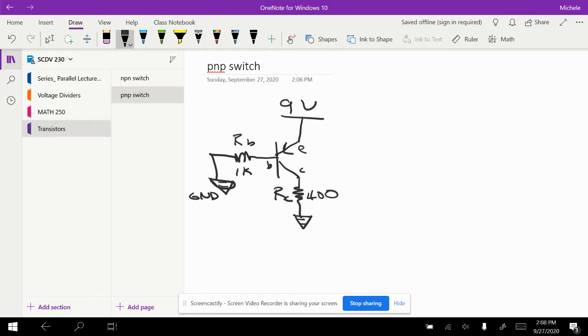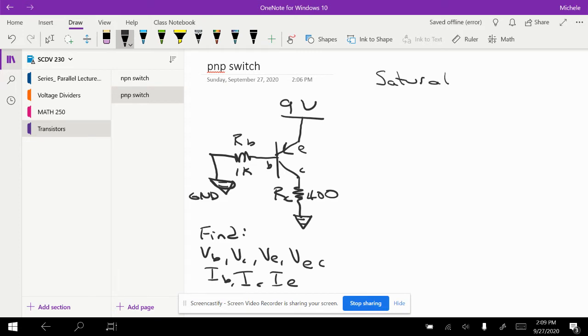Okay, so what I'm going to do in this one is I'm going to find VB, VC, VE, VCE, and actually VEC, IB, IC, and IE. So I'm going to represent this as 2 circuits. And I'm going to just do saturation in this case. So we know in cutoff, everything is off. And in saturation, we have 9 volts.